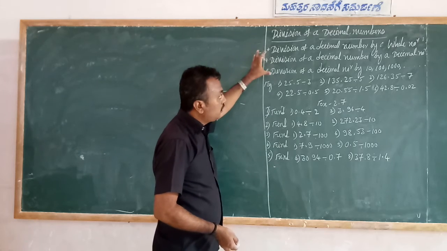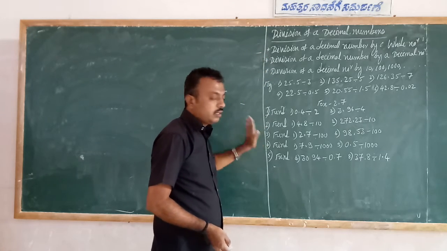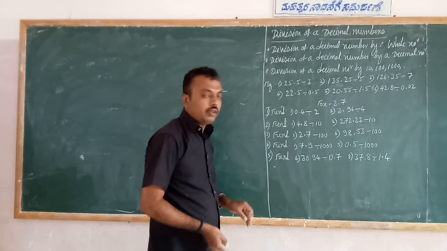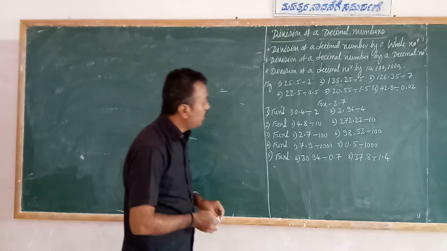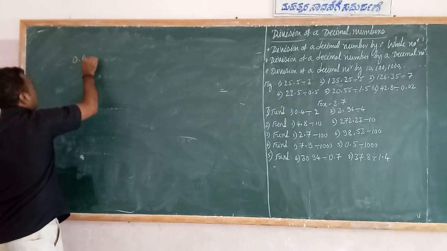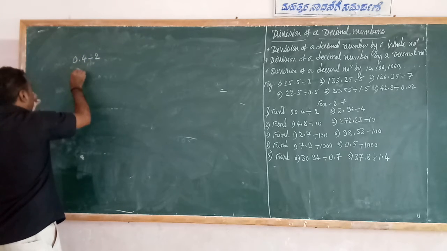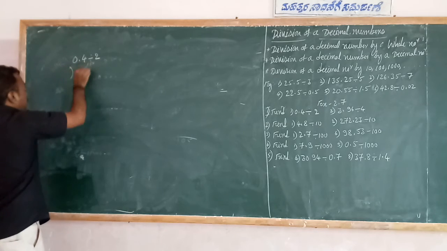Among these examples, the ones I am showing are done in this way, and you have to solve the rest on your own. Some examples I will show now. See exercise 2.7, the first one. Find 0.4 divided by 2. See students, 0.4 divided by 2. Very simple. So 0 4, you have to write it. Leave the point.